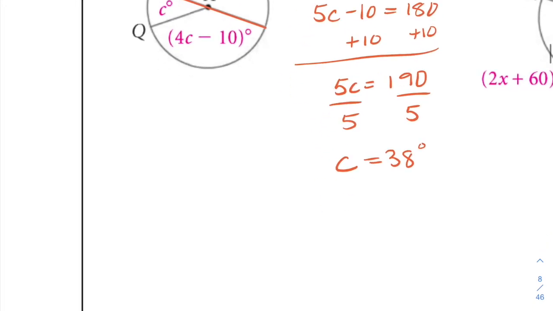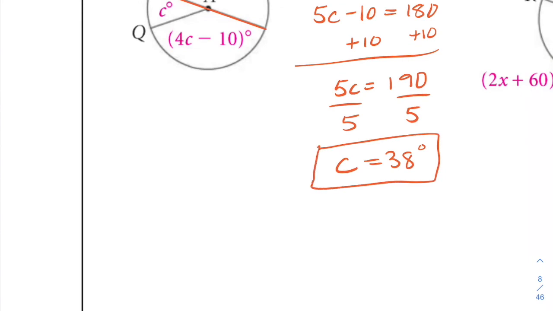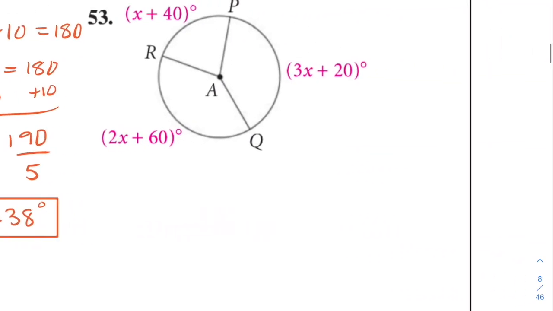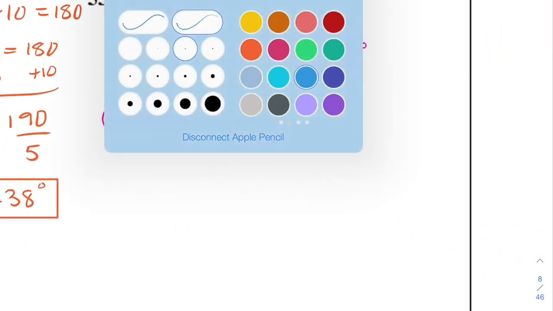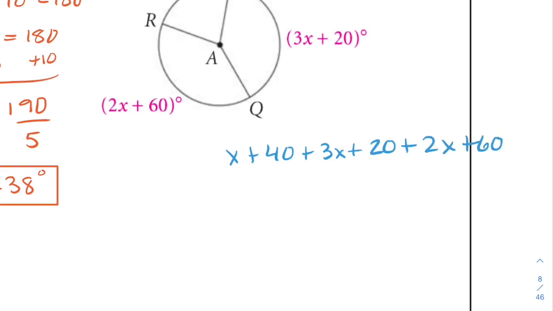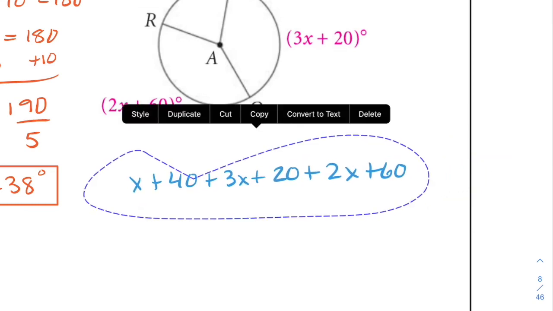And it said find the value of each variable, so I am done. It didn't ask me to find any arc or angle, so my answer is just the variable. I could check my work by evaluating it, and I did it quickly in my head. 38 is correct. The next one is the variable x, but notice it's the whole circle, and the whole circle adds up to 360. So you can do that one. Just go around the circle, add everything together, and collectively set it equal to 360 degrees.